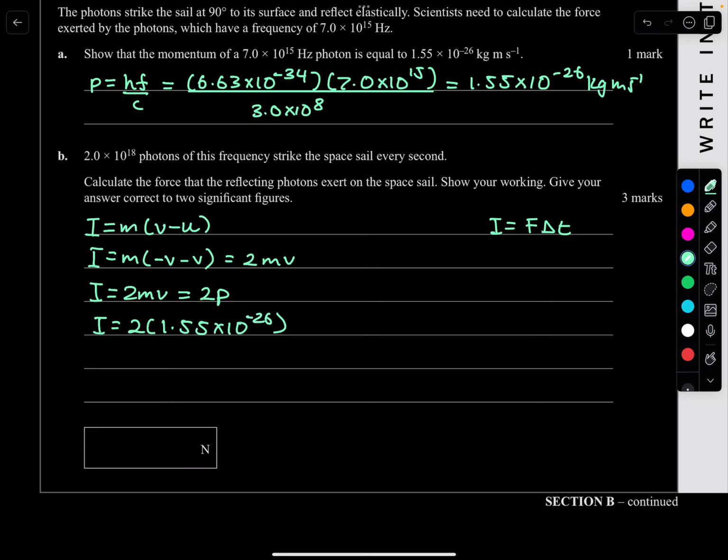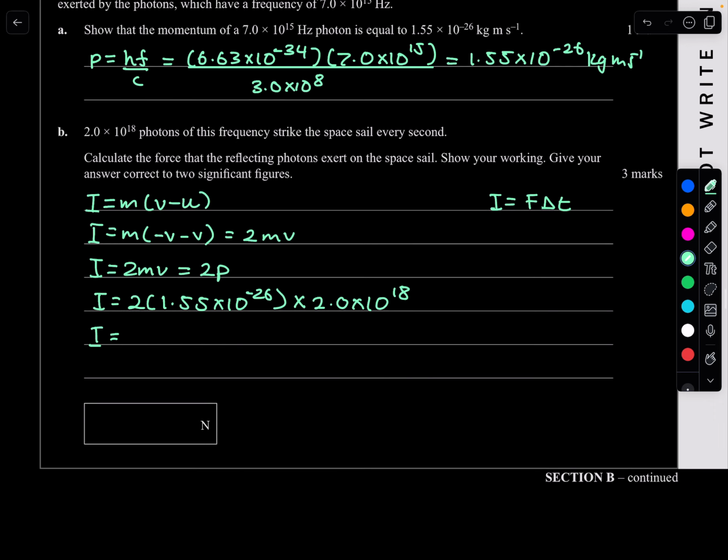Now, this is the momentum of only one photon. Remember, we have this many photons being emitted every second, so we just need to multiply this by 2.0 times 10 to the power of 18, because that's how many photons there are. That's going to give me the overall impulse of those photons. So 2 times 1.55 times 10 to the negative 26 times that, we get 6.2 times 10 to the power of negative 8 kilogram meters per second.